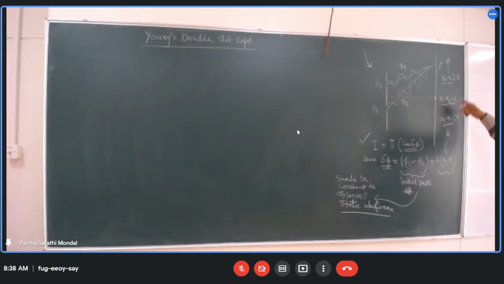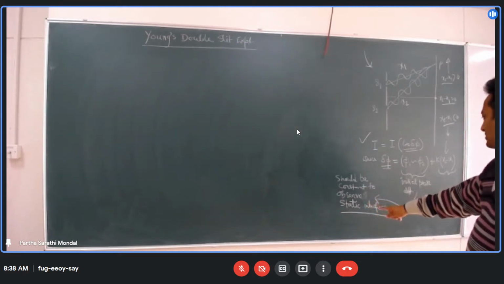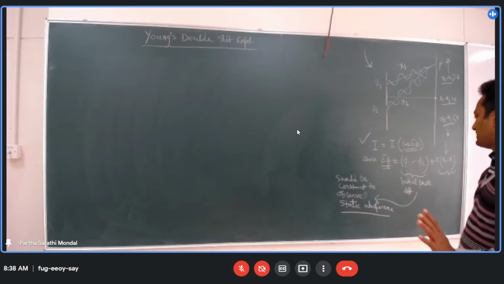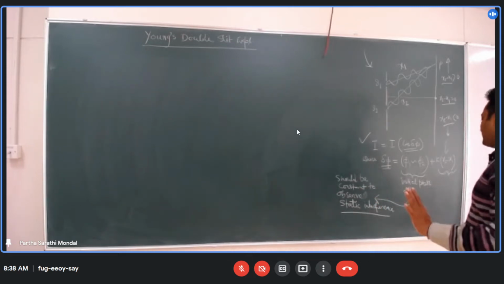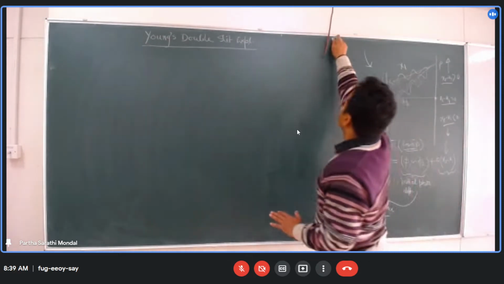Now if you want to see the pattern, you need to have phi2 minus phi1 constant over time. Otherwise you will see a dynamic pattern, and if you take a time average, it just gives you the continuous I0 plus I0. So it should be constant to observe a static interference pattern. Otherwise you will see a dynamic interference pattern.